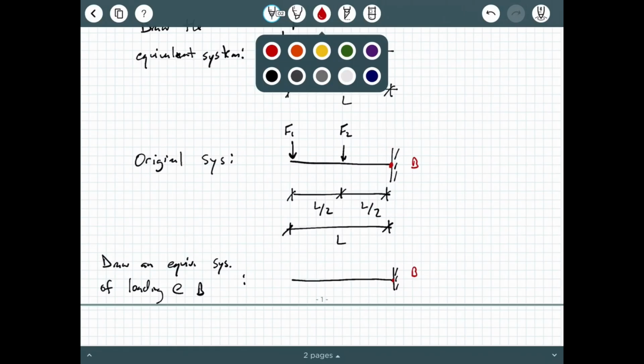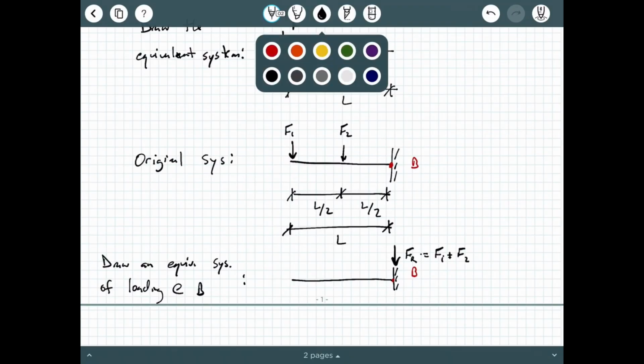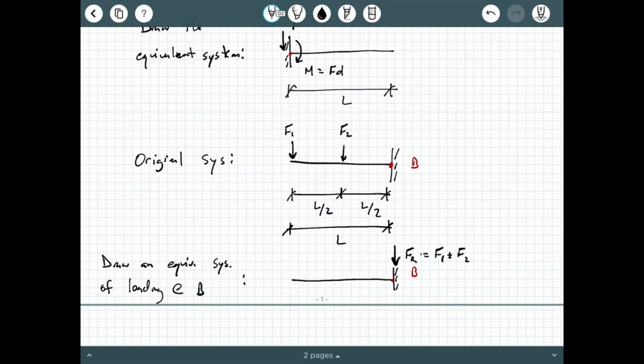And instead of having F1 and F2 out here on the beam, the equivalent load that B is feeling, ask yourself, what is point B feeling? Well, point B is feeling some resultant force, F sub R, that's equal to F1 plus F2 going down. So let me move this over just a little bit, and then I would draw that right here, F1 plus F2.